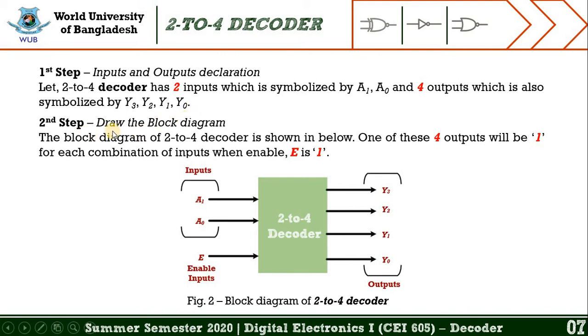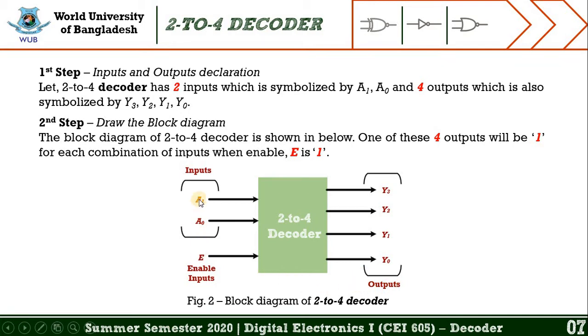The second step is to draw the block diagram of this decoder. The block diagram of the 2 to 4 decoder is shown below, as figure number 2. One of these 4 outputs will be 1 for each combination of inputs when enable is 1. So remember these things, otherwise you cannot understand the truth table. From the block diagram of the 2 to 4 decoder we may find 3 things: inputs, a special type of input, and outputs.